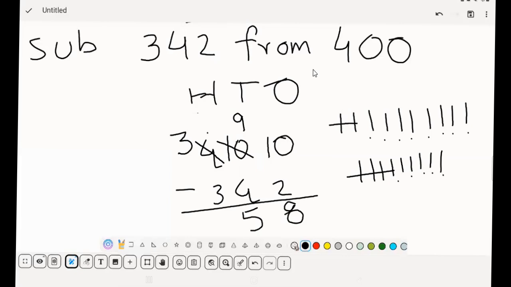And then 3 minus 3. Similarly, we simply subtract the number from itself and we will get 0. So simply the answer will be 58.